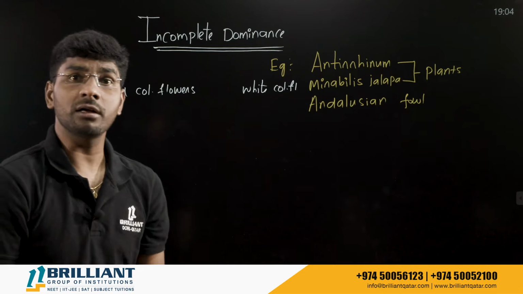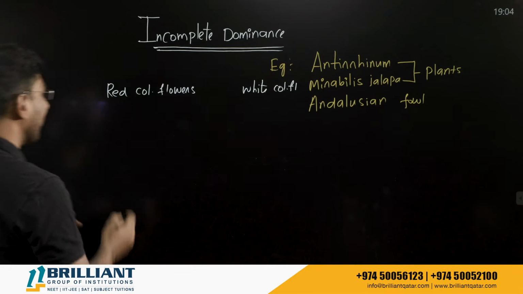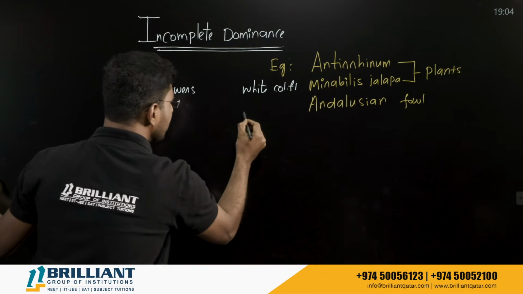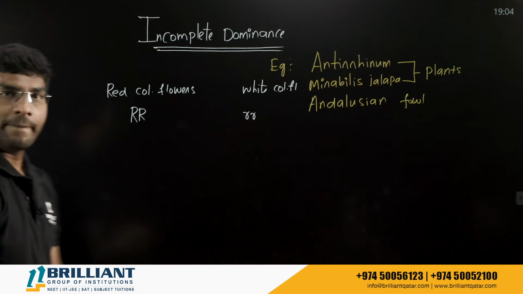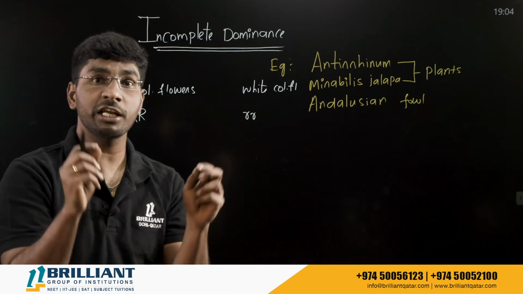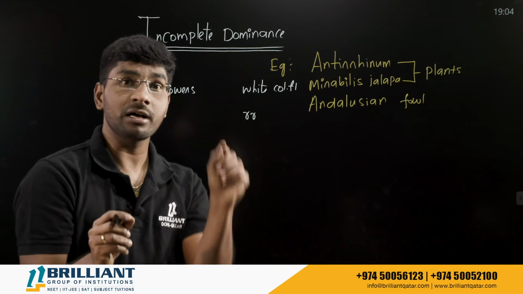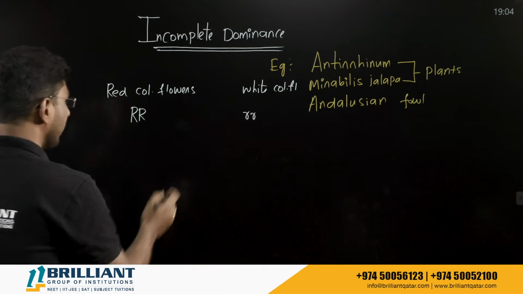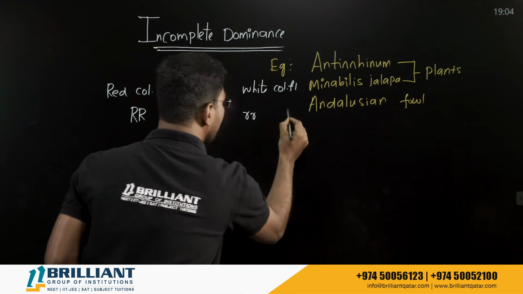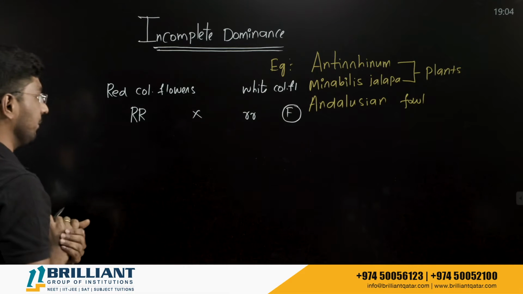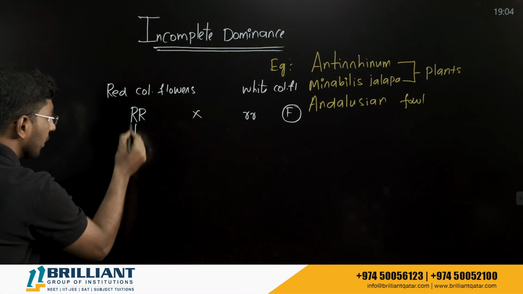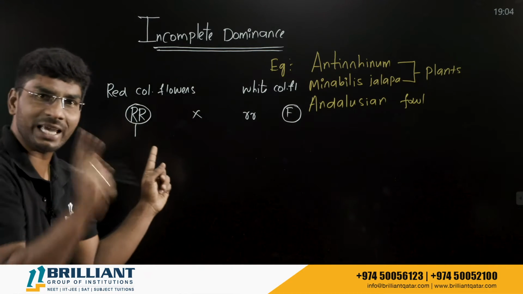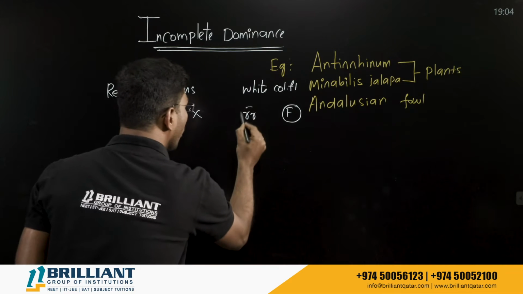Red color flowers we can represent with the genotype capital R, capital R. White color is small r, small r. In the F generation, that means the parental generation, if you cross red color flower plants with white color flower plants, which generation is this? Parental generation. It is a homozygous condition, that means both alleles of the same trait are similar, and here also homozygous.